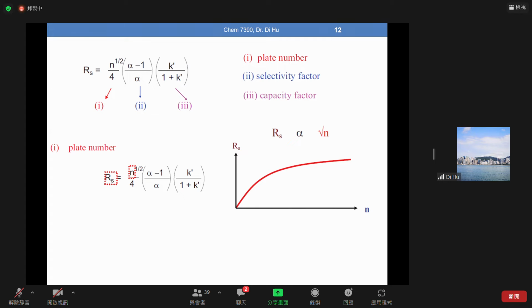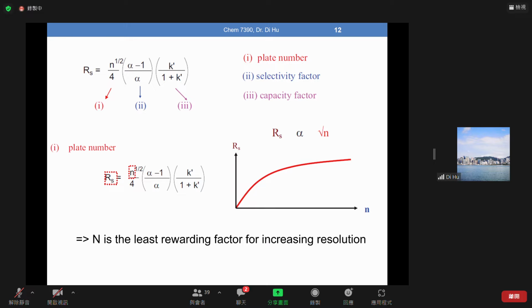If we plot that one, you can see that the plate number, because it takes the square root, right? That's why it's not comparable with alpha and k. It's the least rewarding factor for us to increase the resolution. So there are 3 terms for us to play with. The plate number most of the time is really related to the packing material, the column itself.